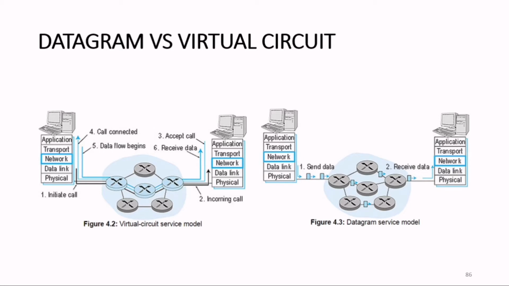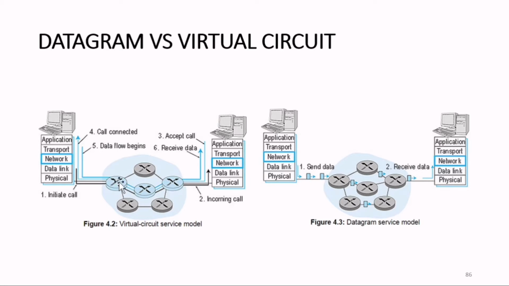This is an example of the difference between datagram and virtual circuit. This figure here is the virtual circuit (VC) service model. The first thing that the sender and the receiver need to do is to establish a connection. The sender needs to initiate the call and the receiver needs to accept the call, and this means the call is connected, the line is connected, and you can see the route of the data flow will be the same until the VC is terminated.